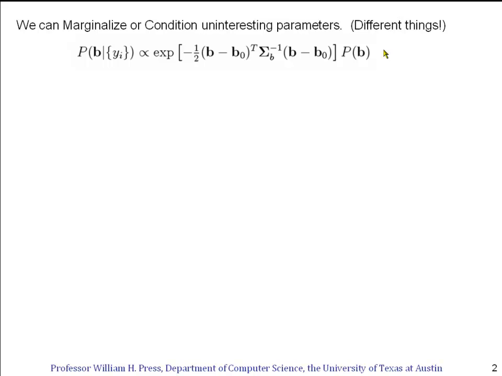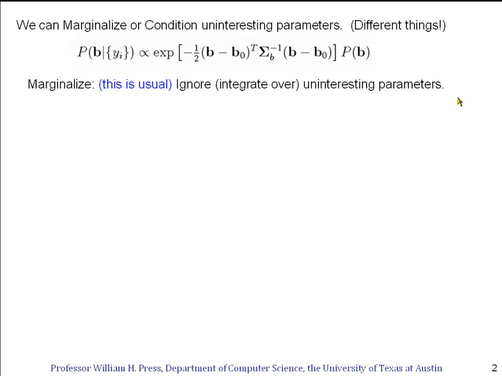Now, we also commented last time that we might not be interested in all the parameters. Some of the components in this vector b might be properties of the instrumentation and not, for example, properties of the underlying reality of nature that we're trying to measure. And in this case, we want to do something to get rid of those uninteresting parameters and leave just the interesting ones to study. There are two possible things we might want to do. We might want to marginalize or condition on the uninteresting parameters. These are two different things, and I'm going to explain them now.